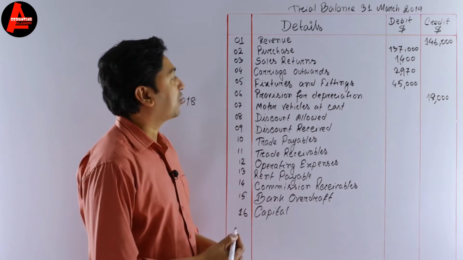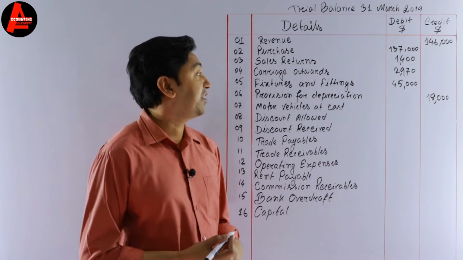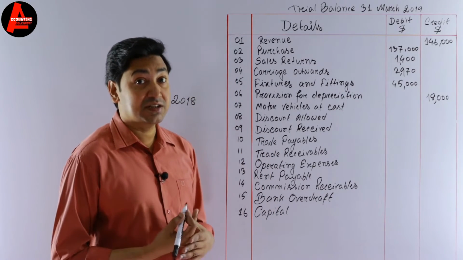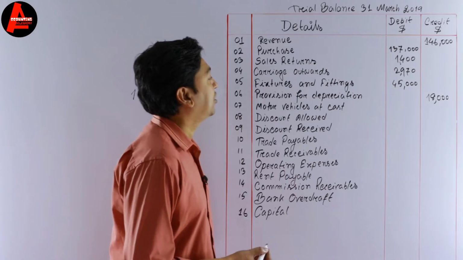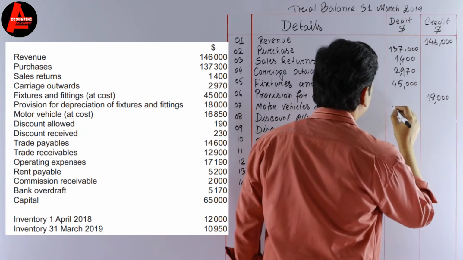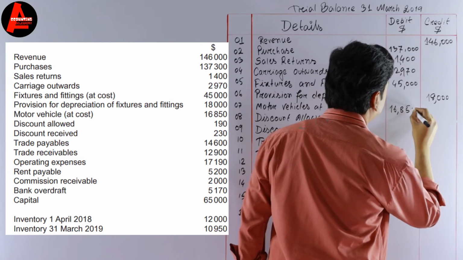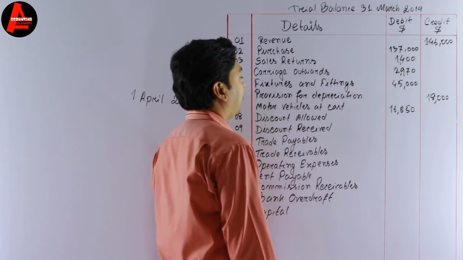Then we have here motor vehicle at cost. Already I told you this is a non-current asset. All assets have a debit balance, so this will be debited here on the trial balance. So it is $16,850. Very good, we recorded it.